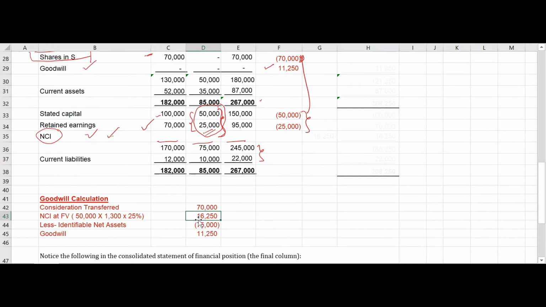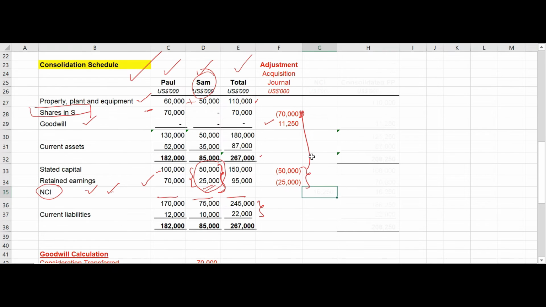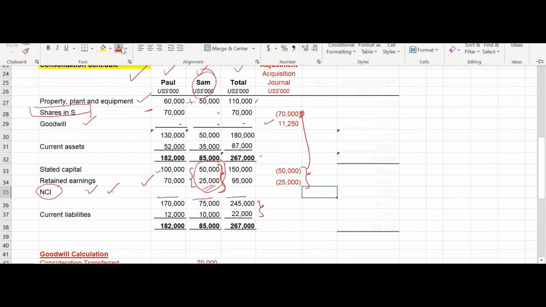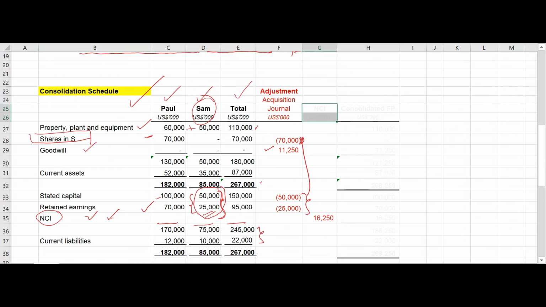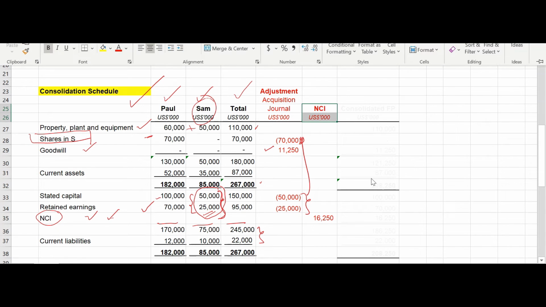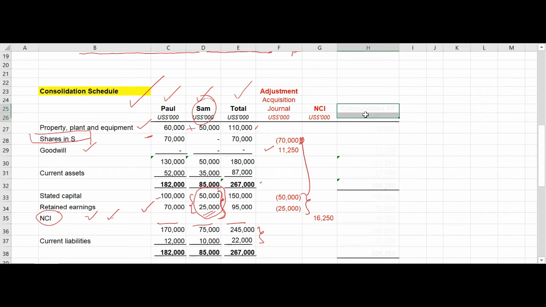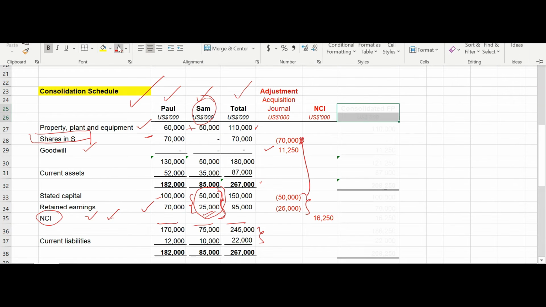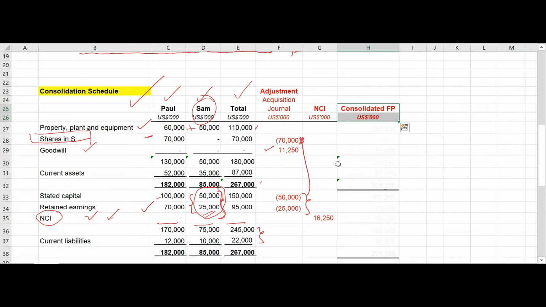16,250. So we have to show that 16,250 as non-controlling interest. So this will be the non-controlling interest column. Then this will be the consolidated financial position column. So now let's take the remaining balances.